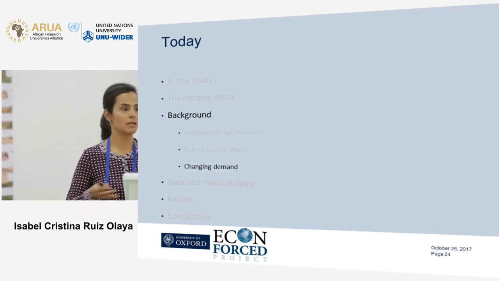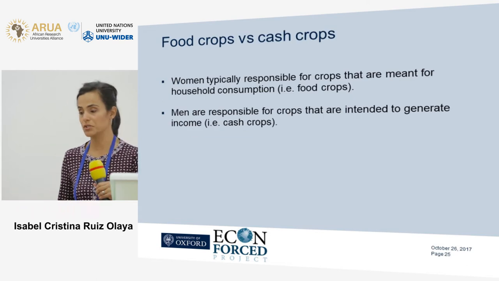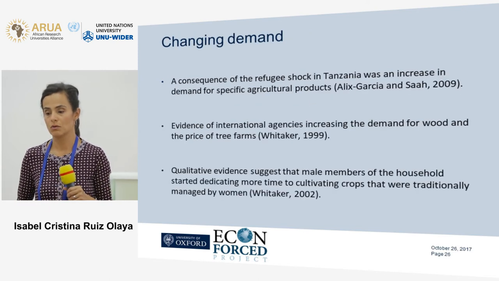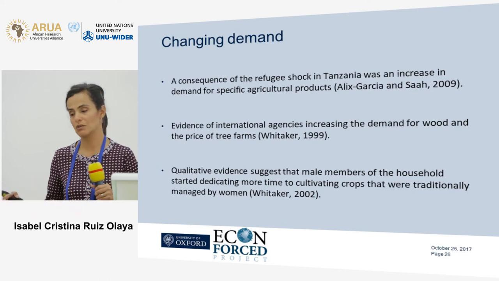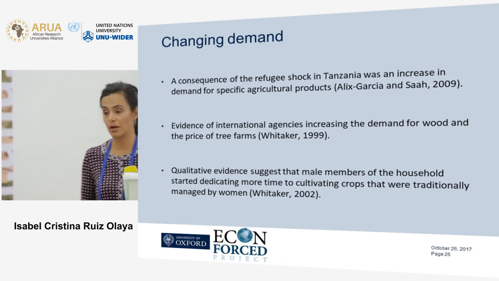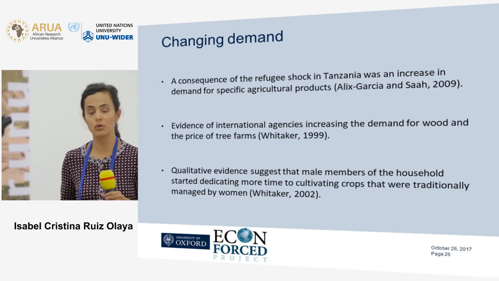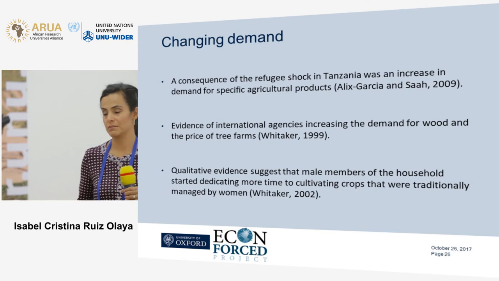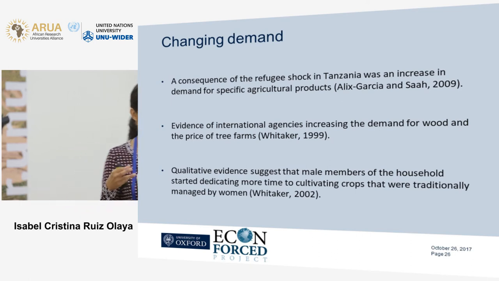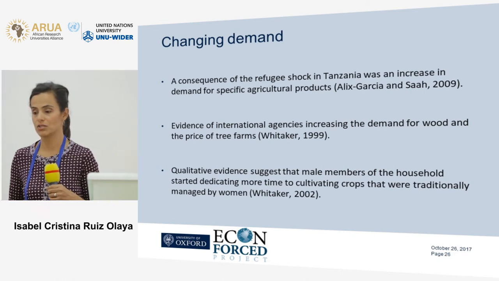So, working in food crops versus cash crops, women typically are responsible for crops that are meant for household consumption, and men are responsible for crops that are intended to generate income, so the cash crops. So with this change in demand, a consequence of the refugee shock in Tanzania was an increase in the demand for specific agricultural products. And there was evidence of the international agency increasing the demand for wood and the price of fruit farms. So qualitative evidence has suggested that male members of the household started dedicating more time to these crops that were typically women's crops because they were generating cash.